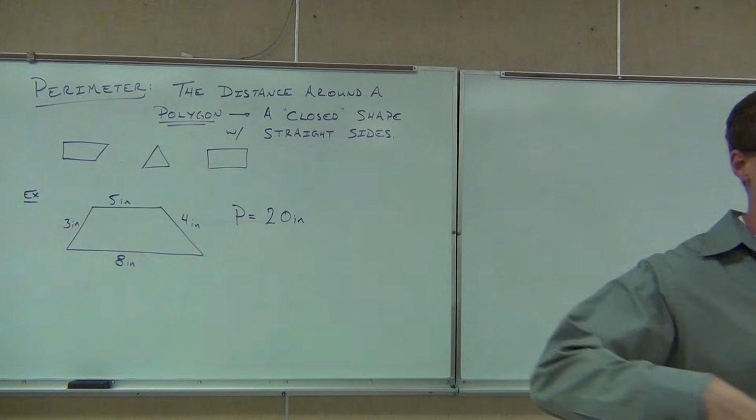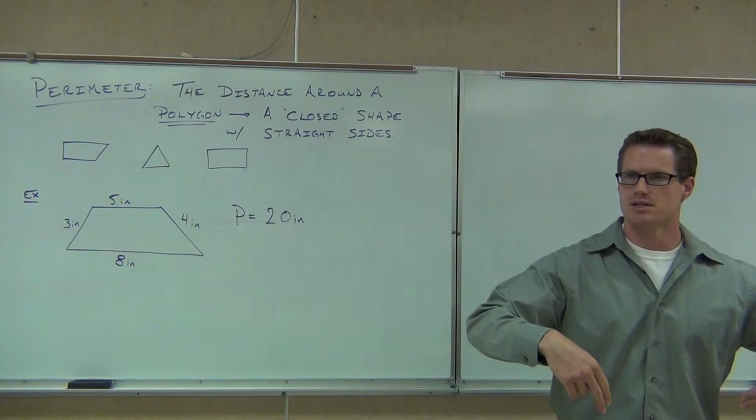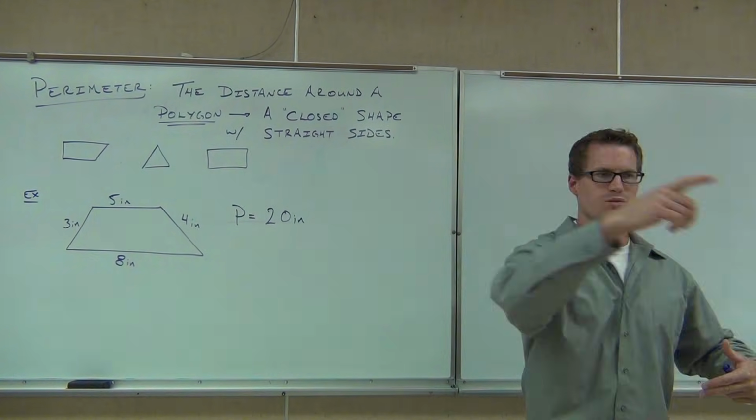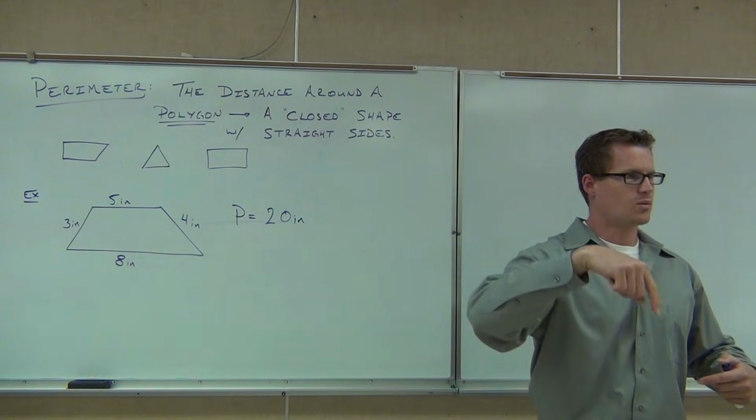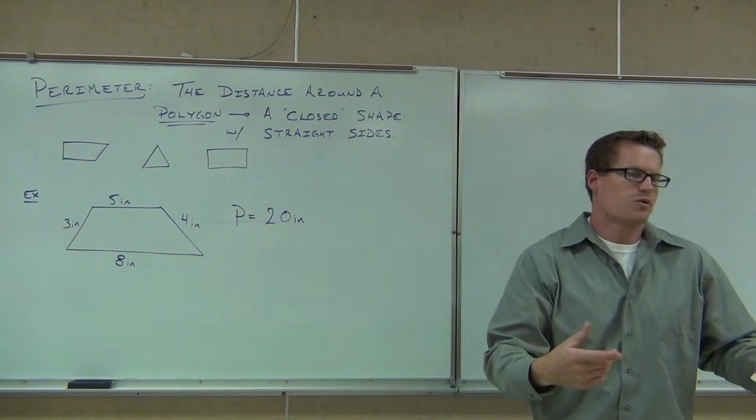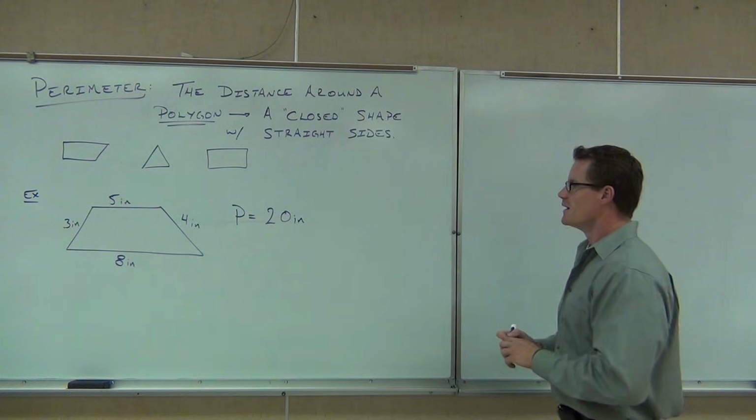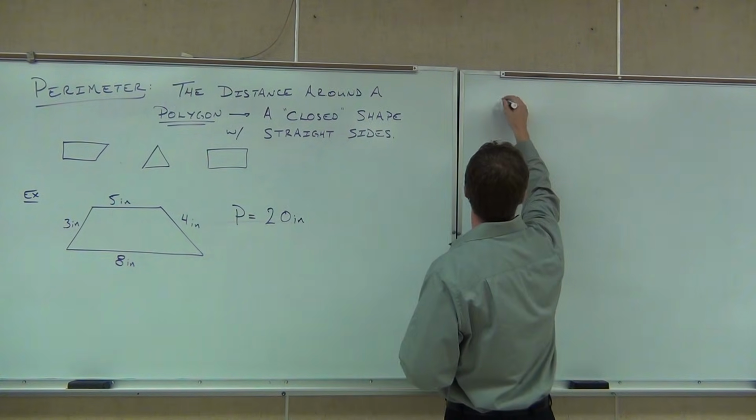Understand that the baseboards around the room, that's a perimeter concept, isn't it? If you want to put baseboards around this room, wouldn't you want to measure the walls and figure that out? So we use perimeter in instances like that. But typically, we have a rectangular room.